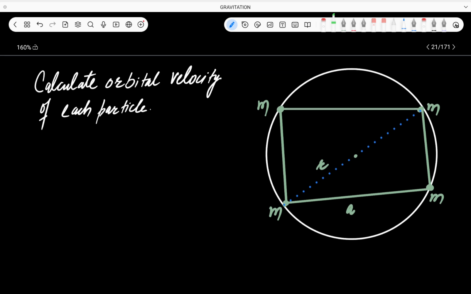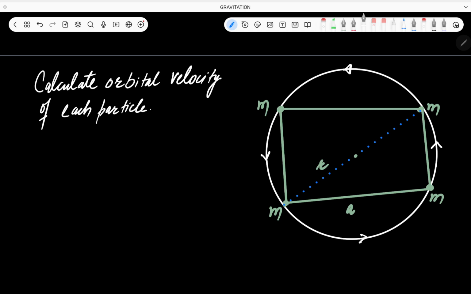Another question is like this: calculate orbital velocity of each particle again. So this is another very important question. There are 4 particles placed at the 4 corners of a square. You can see that in the diagram. Now due to mutual gravitational force, all these particles are moving in a circular path like this. Okay, and we are supposed to calculate the orbital velocity of each particle.